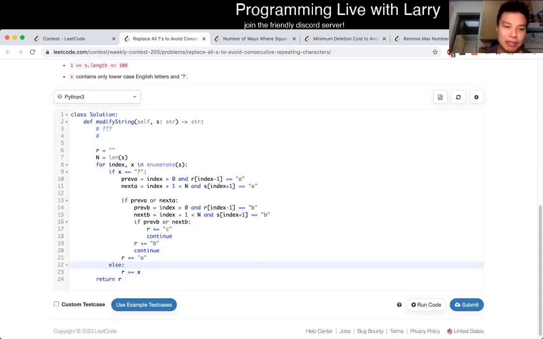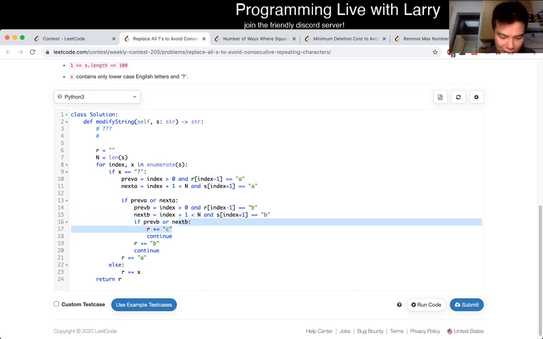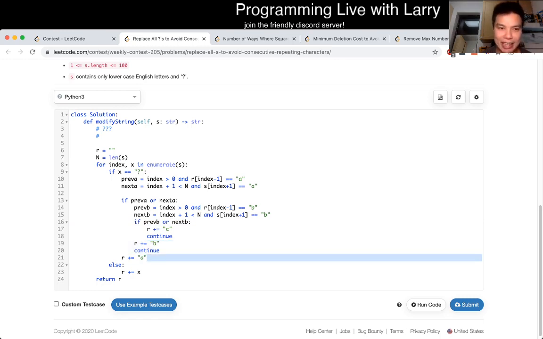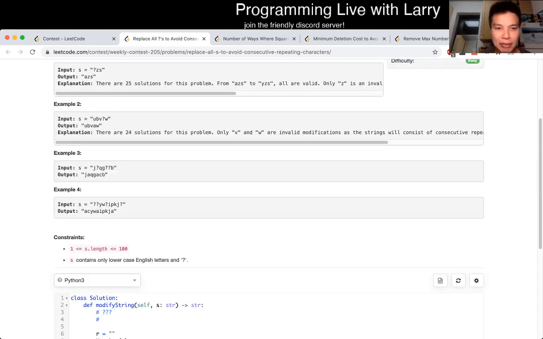But if it's a question mark, I look at the previous one to see if they're an A. If one of them is an A, we look to see if any of the previous ones are B. If we're here, that means that an A and a B exist, so we add a C. Otherwise, we add a B. Otherwise, we just add an A. And then if it's not a question mark, you just add the character because you have to. And that's pretty much how I solved this problem.